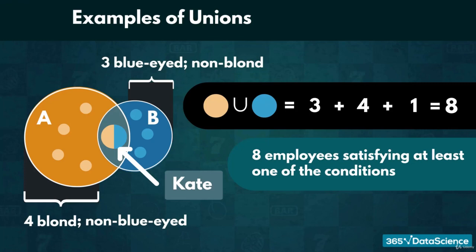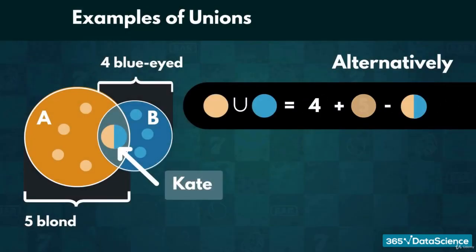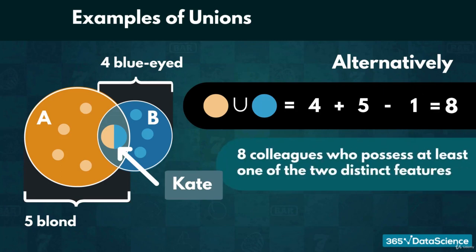Alternatively, we can compute the union using the formula we mentioned earlier. We have 5 blondes plus 4 blue-eyed people minus 1, or a total of 8 colleagues who possess at least one of the two distinct features. In this instance, the minus 1 represents Kate, who is the intersection, since she is both blonde and blue-eyed.